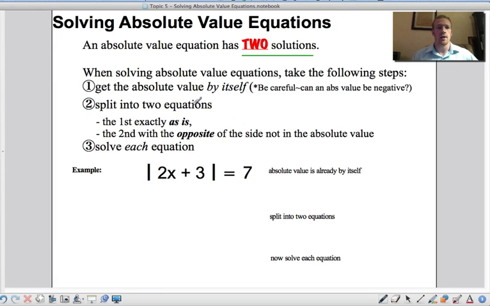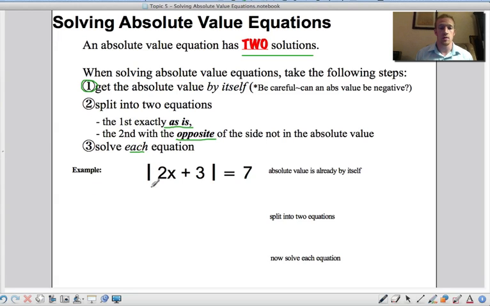Wow, that was a really straight line. So you got to first get absolute value by itself. That's the first step. That may be done for you, it may not be. Then you split it into 2 equations. One is exactly as is. The other has the opposite of the side that's not in absolute value. Then you solve each equation.